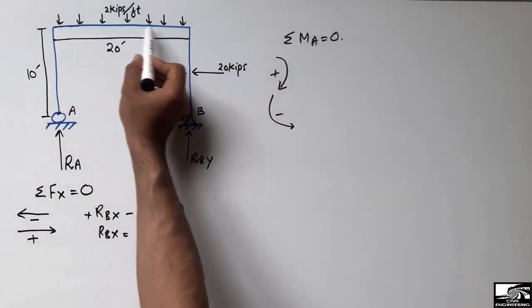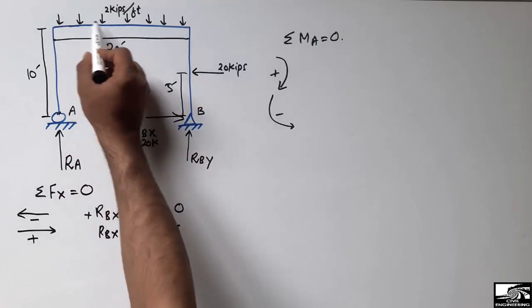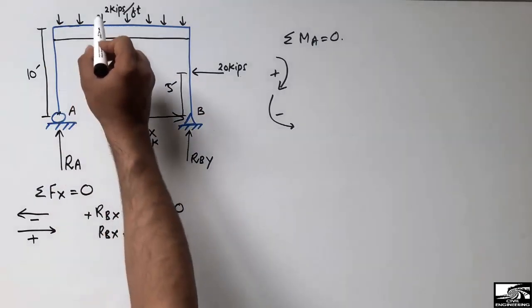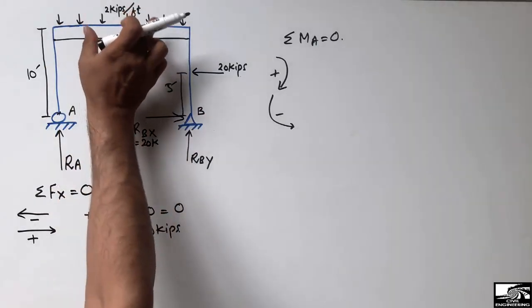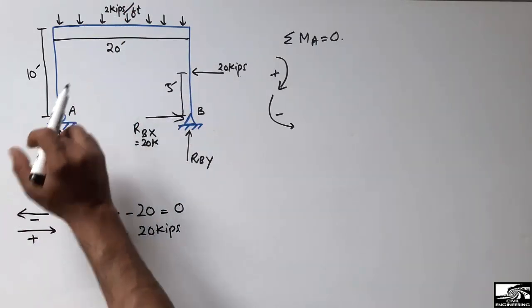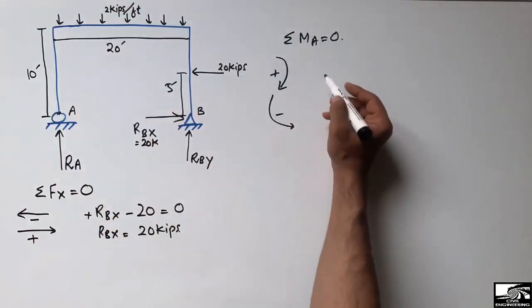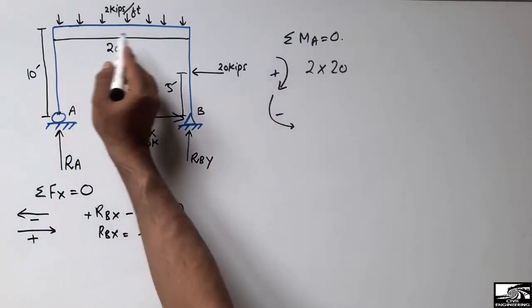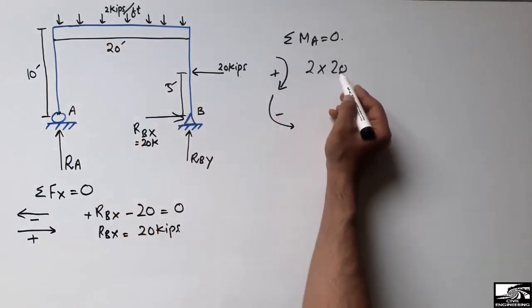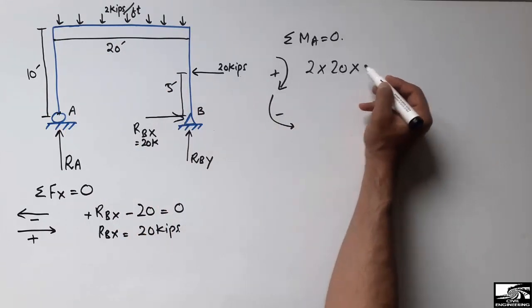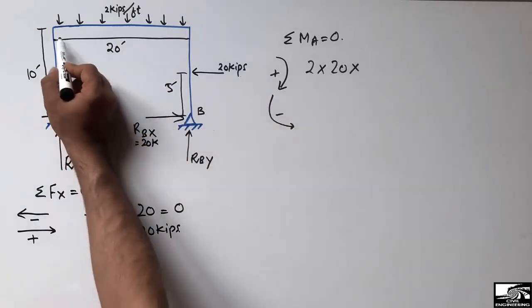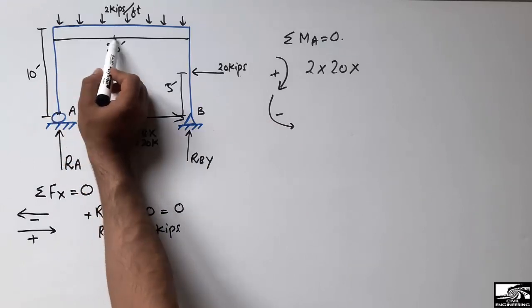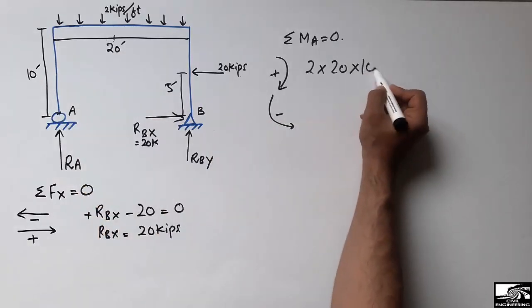This uniformly distributed load of 2 kg per foot is acting in the clockwise direction. You can see here it is acting in the clockwise direction at point A. So the moment will be 2 into 20 because of the uniformly distributed load. It will be the concentrated load, and the moment arm will be 10, up to the center of the beam. So it will be 10.